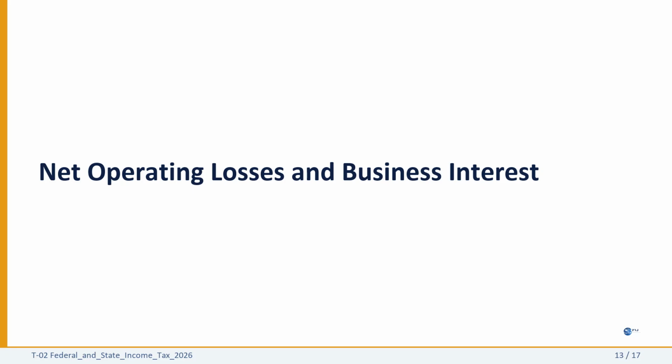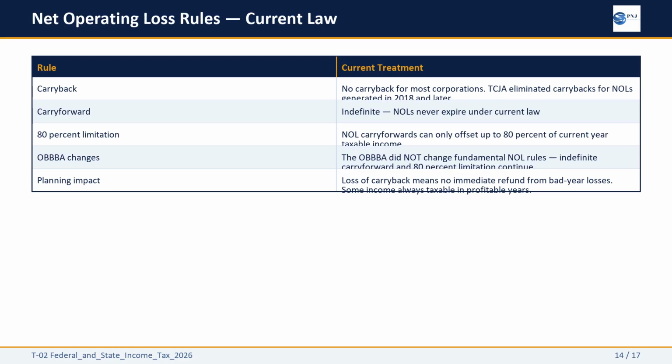Now we examine 2 rules that affect corporations with losses or significant debt: the net operating loss rules and the Section 163J business interest limitation. When a corporation's deductions exceed its gross income, it generates a net operating loss. Under current law, most corporations cannot carry that loss back to prior years. The TCJA eliminated carrybacks for NOLs generated in 2018 and later. However, NOLs carry forward indefinitely and never expire.